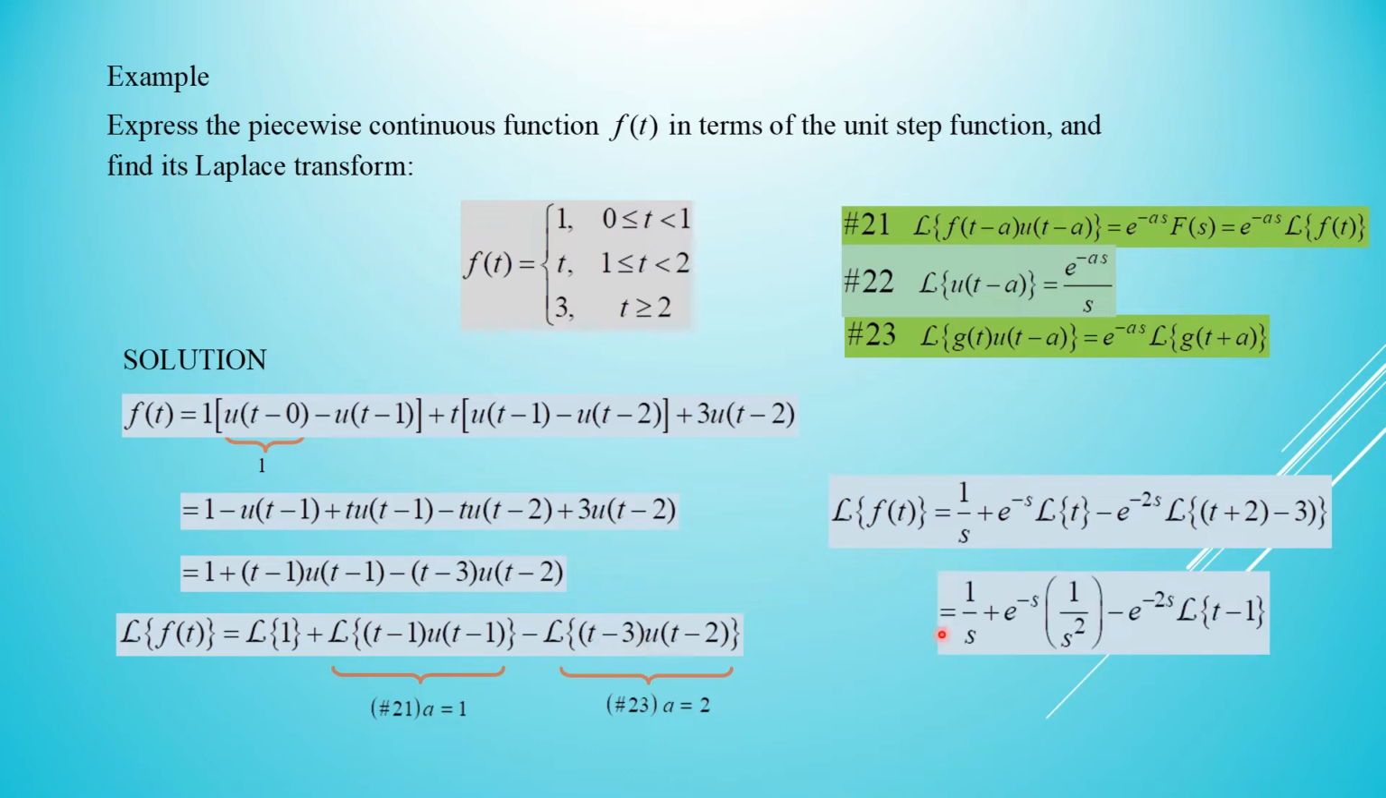Is equal to 1 over s plus e to the minus s, the transform of t we know is 1 over s squared, minus e to the minus 2s. Now let us simplify the expression inside this bracket. Laplace transform of t plus 2 minus 3 becomes t minus 1. And the last step is to get the Laplace transform of this. And so the final answer will be the Laplace transform of f of t is equal to 1 over s plus e to the minus s times 1 over s squared minus e to the minus 2s. Laplace transform of t is 1 over s squared minus Laplace transform of 1 is 1 over s. Okay, so this is the first Laplace transform for the given piecewise function f of t.